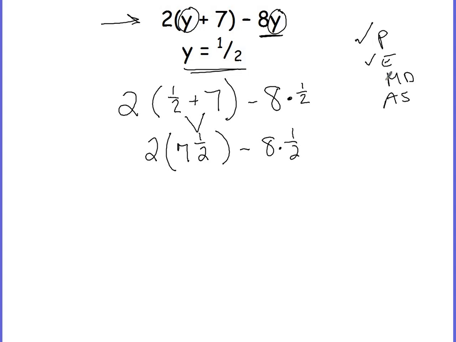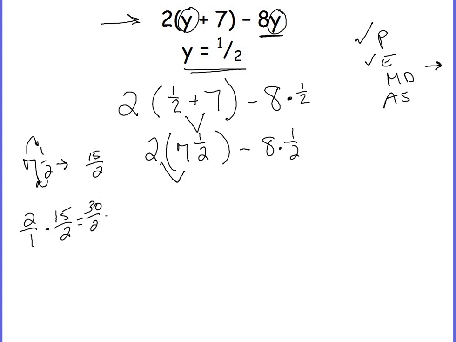Now I need to multiply or divide, and I need to work my way from left to right. So here I need to multiply first. I have 2 times 7 and 1/2. If I'm not sure about my skills with multiplication, what I need to remember is that 7 and 1/2 has to be turned into an improper fraction first. So 7 times 2 is 14, plus 1 is 15, so this is 15 over 2. Then I just do 2 over 1, because that's what we do with the whole number, times 15 over 2. Alright, and I get 30 over 2, which when I simplify that becomes 15.